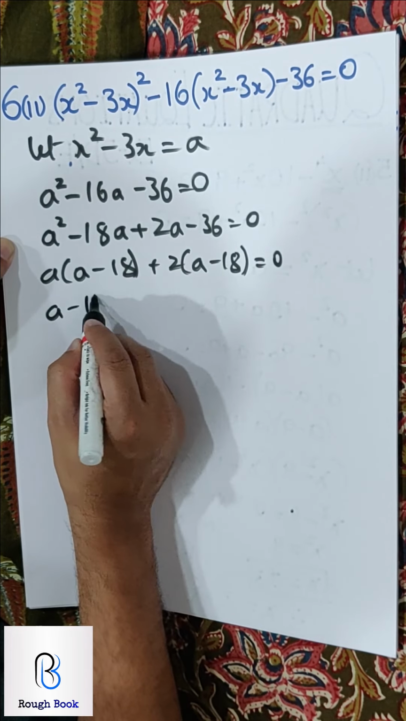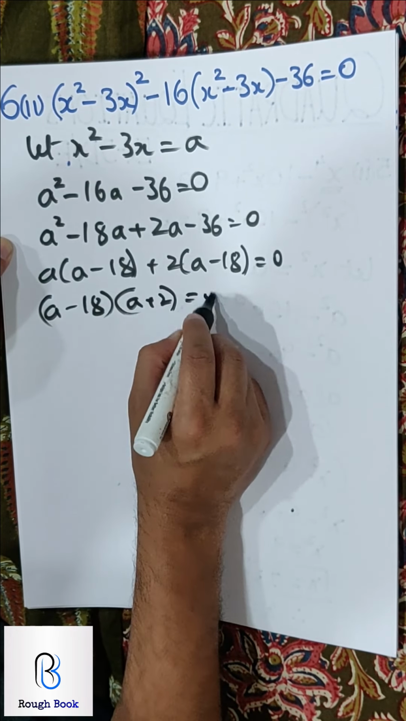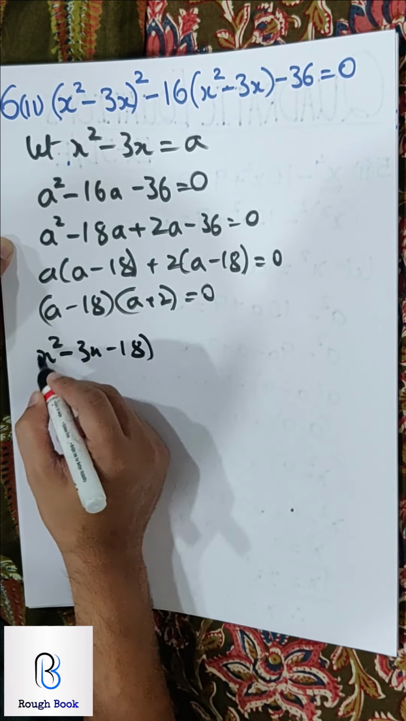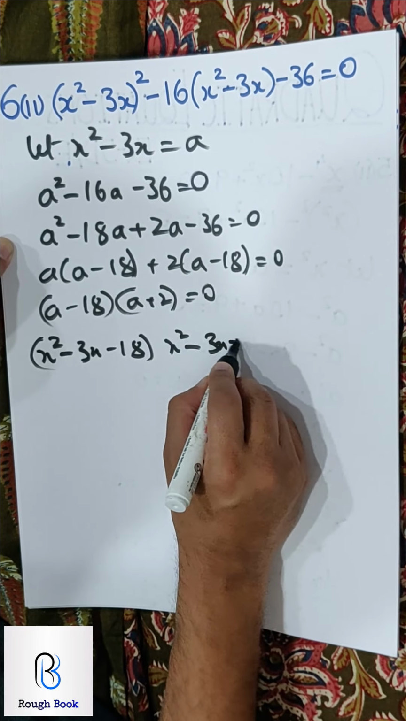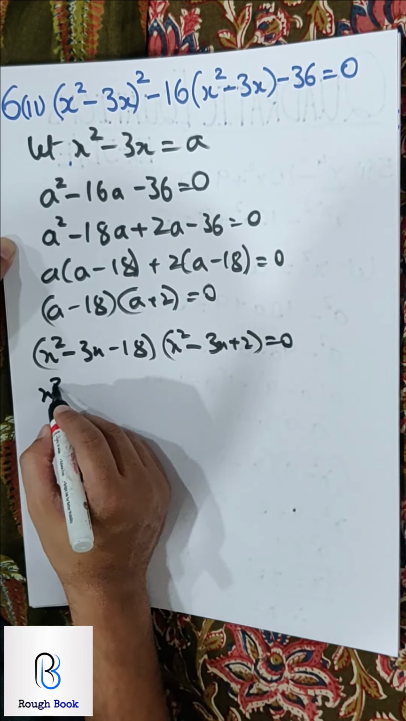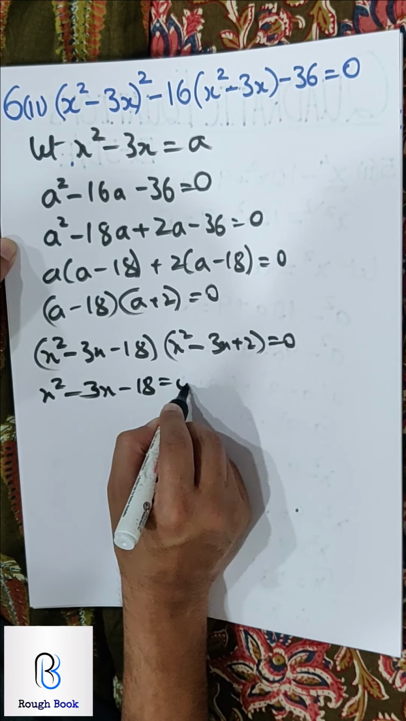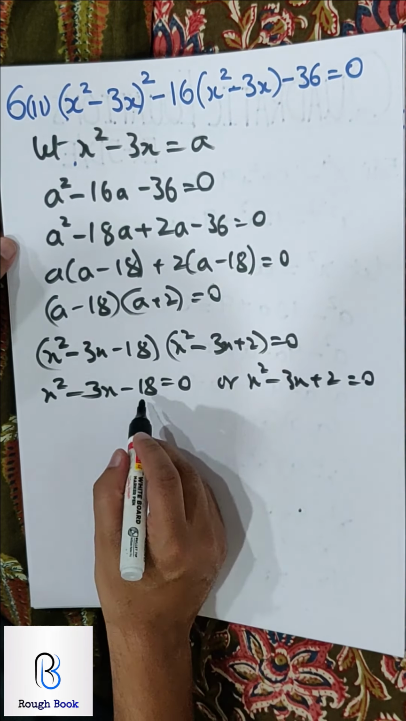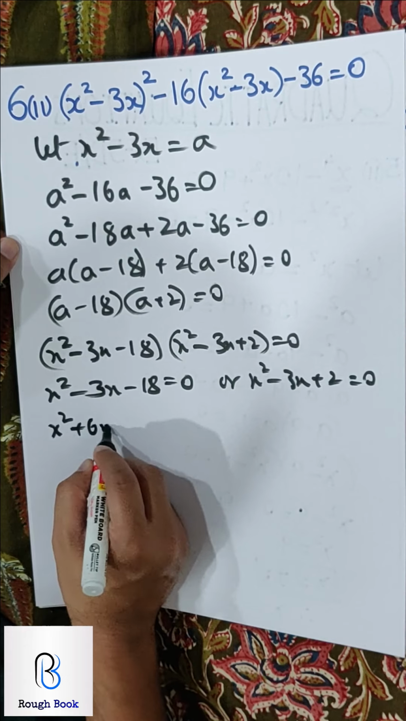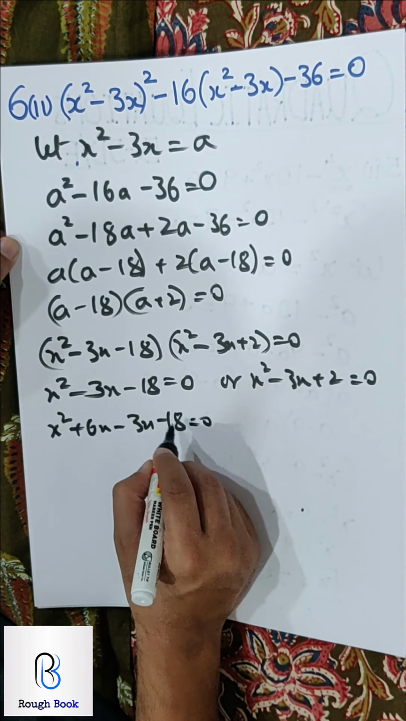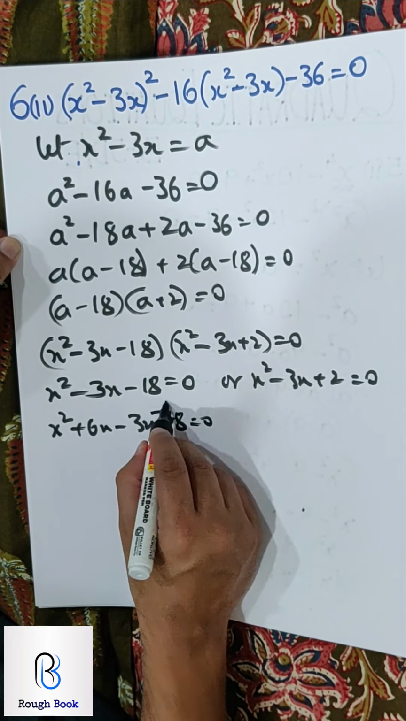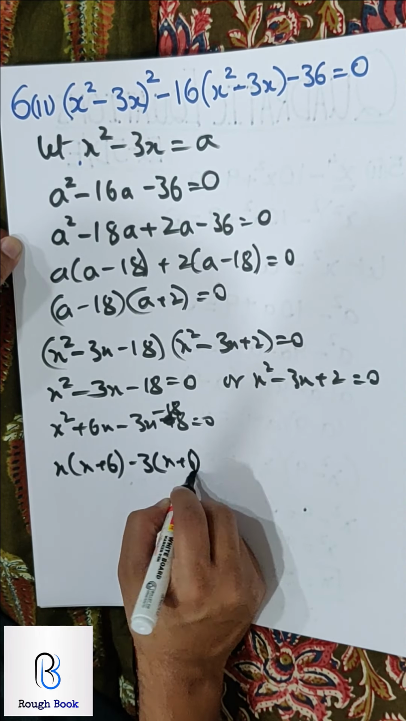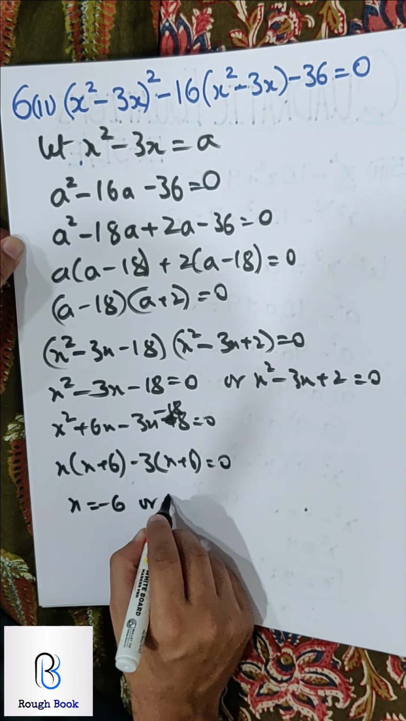so I get a minus 18 and a plus 2. Resubstitute, so a becomes x square minus 3x minus 18, x square minus 3x plus 2. Split them, x square minus 3x minus 18 equals 0, or x square minus 3x plus 2 equals 0. So 18 will be 6 and 3, so plus 6 minus 3, so this is minus 18. Alright, so x common, x plus 6, minus 3 common, x plus 6, so I will get x is equal to minus 6 or x is equal to 3.